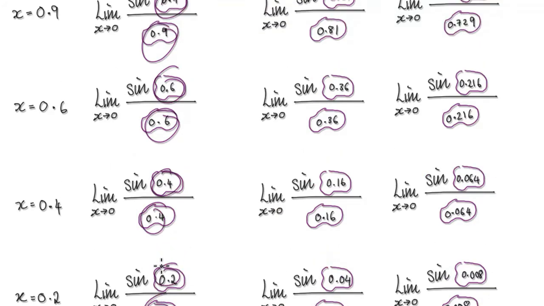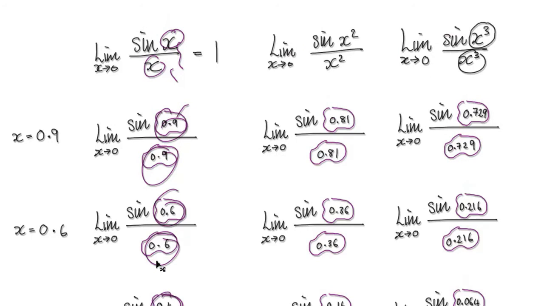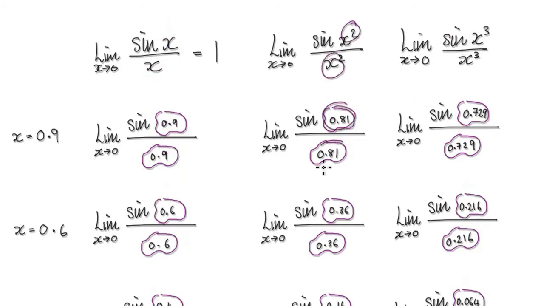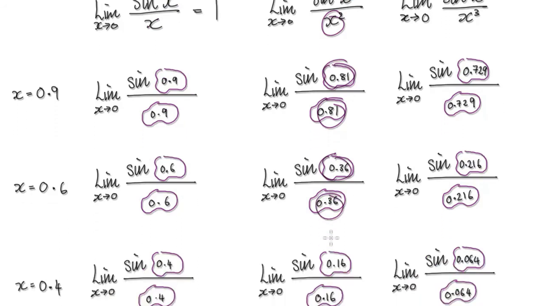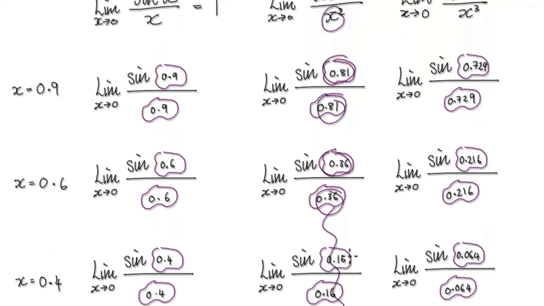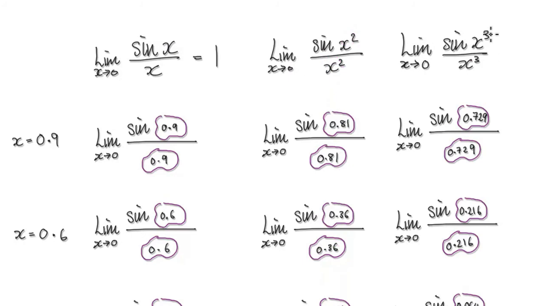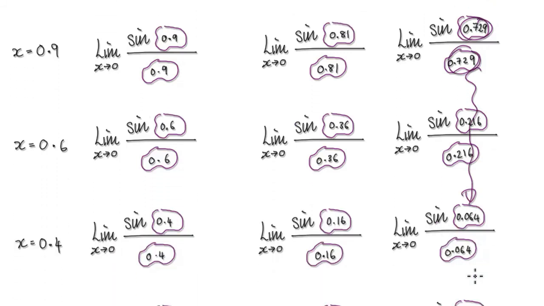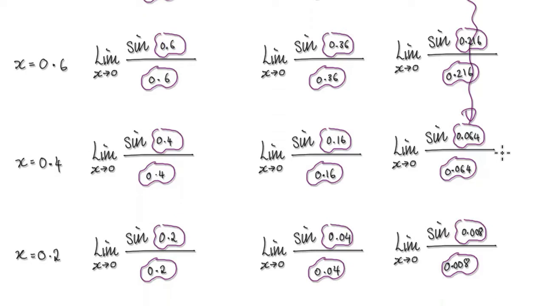Even in the case of x squared, these bubbles are heading towards 0. They're getting smaller and smaller all the way down here. Even to the power of 3, these bubbles are heading towards 0. They're getting smaller and smaller.